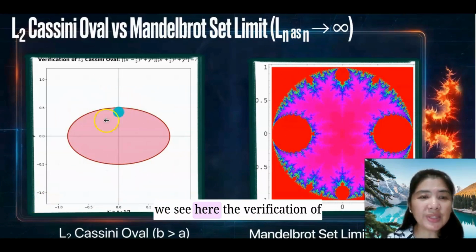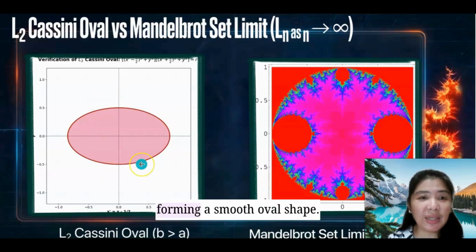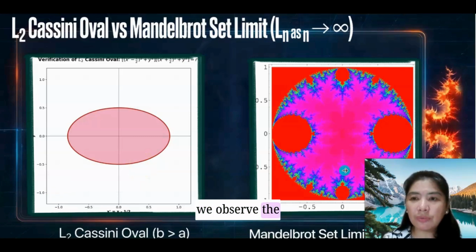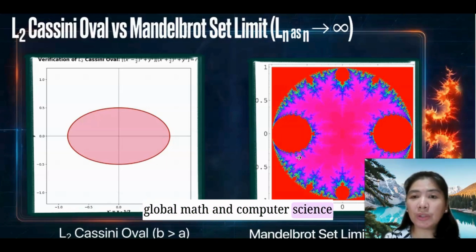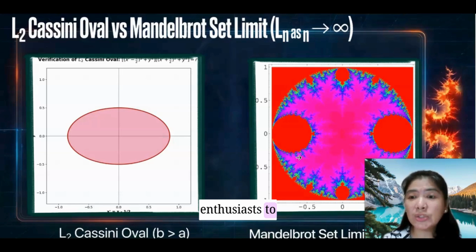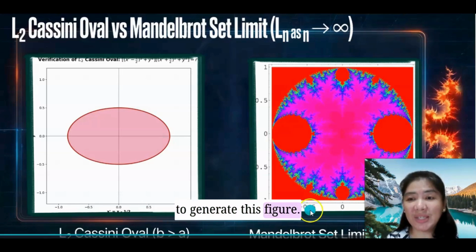Alright, so on the left we see here the verification of the L2 Cassini oval where B is greater than A, forming a smooth oval shape. On the right we observe the Mandelbrot set limit. This is from Wolfram, so I encourage all global math and computer science enthusiasts to share the Python code or equivalent implementation to generate this figure.